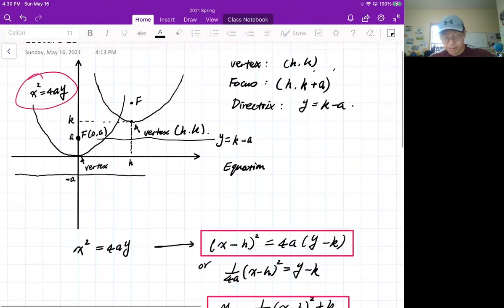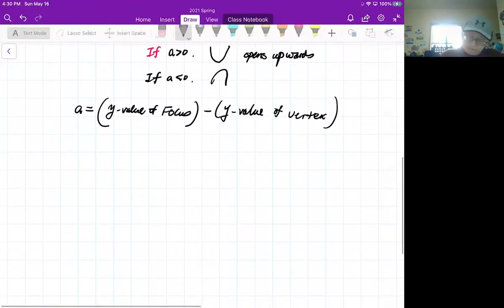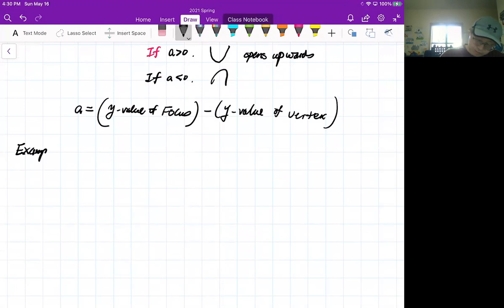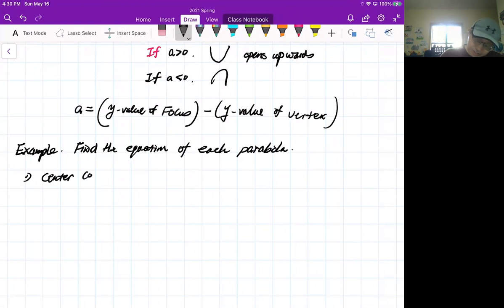Now I'm going to give you some examples. Let's try some examples. Find the equation of each parabola. So the first one: suppose the center is at 0, 0, and the directrix is y equals 5. The center is at the origin.